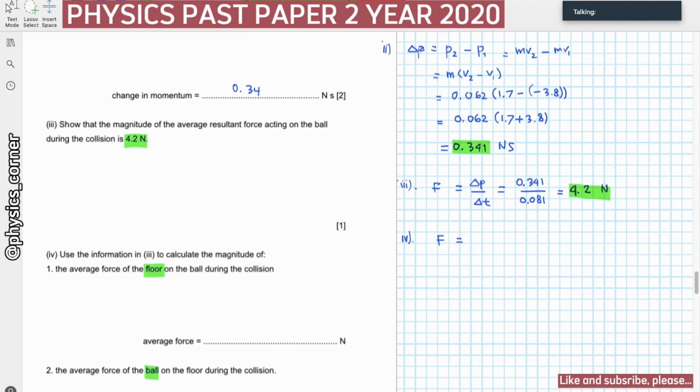This is the same thing, delta P over delta T. So 0.341 divided by 0.081 equals 4.2. Because time is almost up, so this is the same thing also.